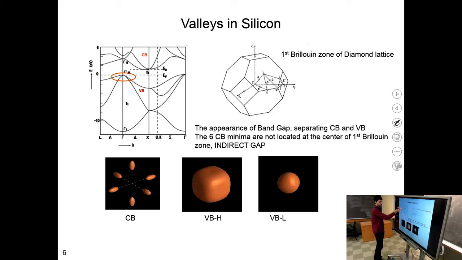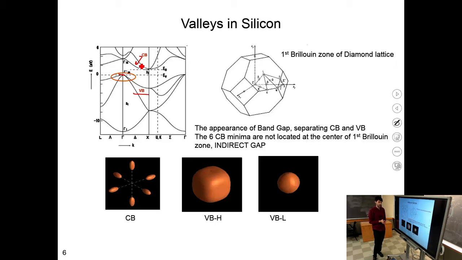So this is the same picture drawn with slightly different line cuts, but still we have four bands which are filled, and this upper one here, we're going to call the valence band. So this upper band is the valence band. These ones here, that's the conduction band. The highest unfilled band is the conduction band. And so now these three-dimensional pictures show how the filled states look in these different bands.